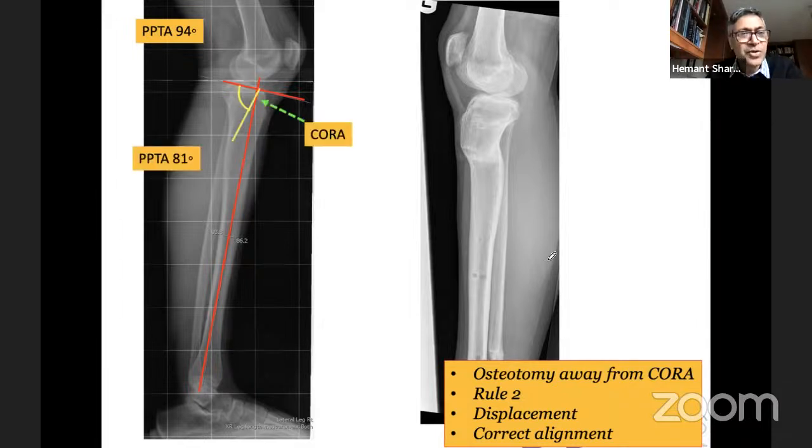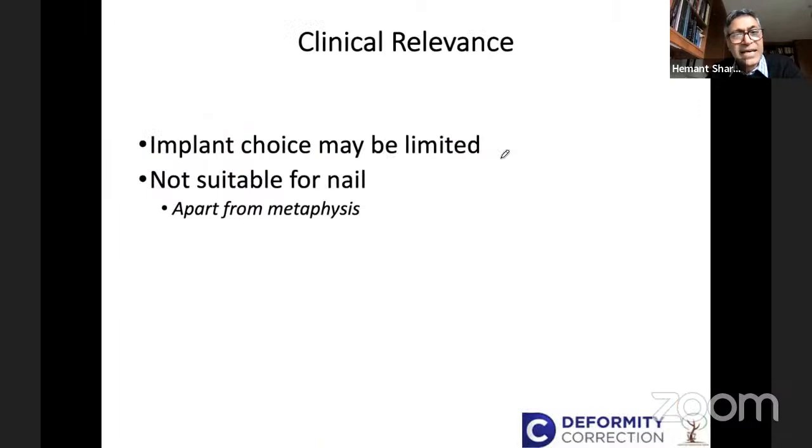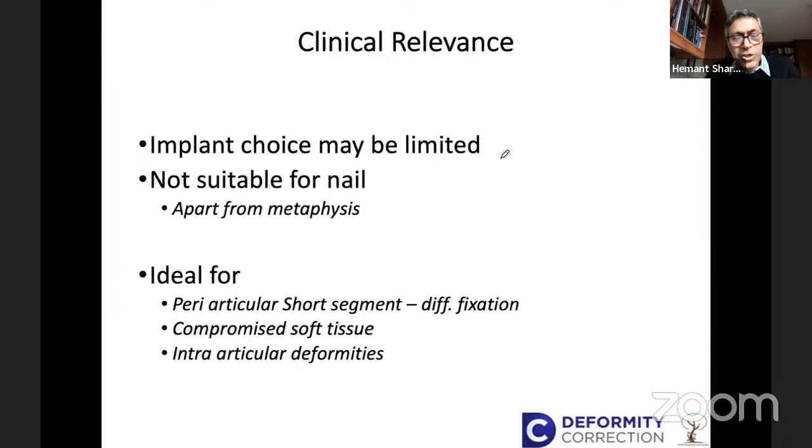And here, if you plan it, your CORA is very high. And in whatever method of fixation you use, you cannot stabilize the proximal segment. So you have to move your osteotomy down. And when you move the osteotomy down, because we are away from the CORA, you end up with a translation, which basically gives you a segment where you can put in a plate if you want, or you can put in a frame easily. So this is quite useful in periarticular deformities. When the segment is small, you can move the osteotomy away to give you a segment big enough to apply whichever fixation method you're trying to use.